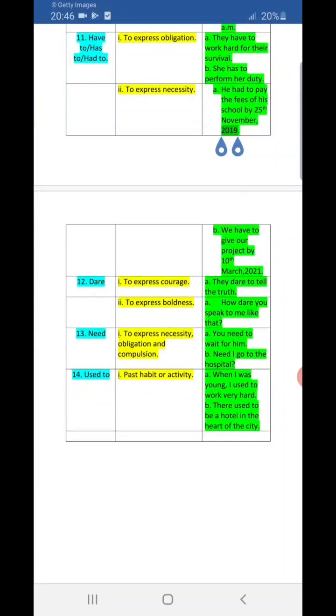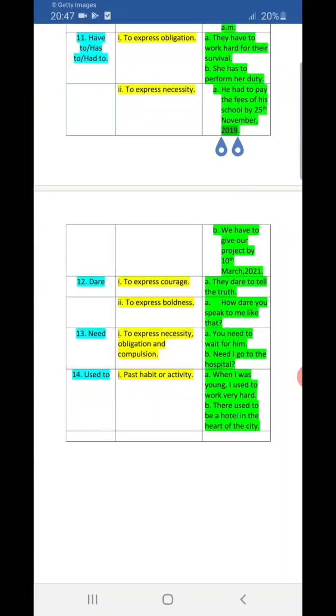Next modal, number 12, dare. To express courage. They dare to tell the truth. So it's about expressing courage. Number 2, to express boldness. How dare you speak to me like that? So it's about expressing boldness.